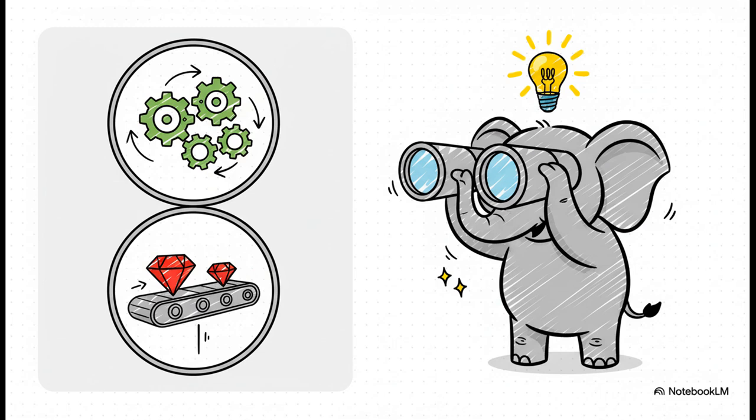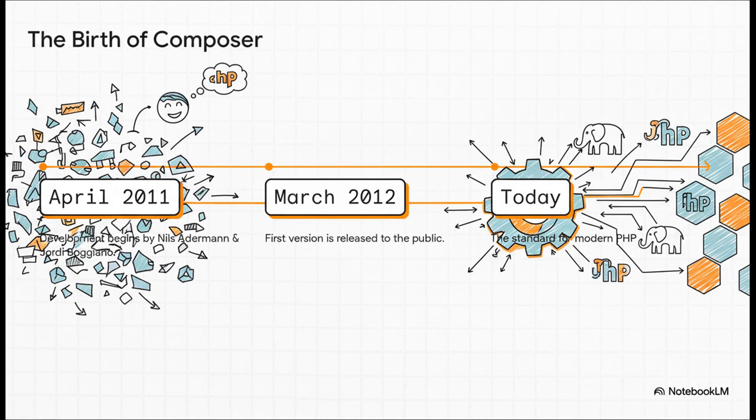Now, this whole idea didn't just appear out of thin air. The creators of Composer were smart. They looked at what was already working great in other programming communities. They saw tools like NPM in the Node.js world and Bundler for Ruby, and said, hey, PHP desperately needs one of these. So, two developers, Nils Adermann and Jordi Boggiano, got to work in April 2011. Less than a year later, on March 1st, 2012, they released the first official version. And from that point on, it just exploded. It quickly became the absolute non-negotiable standard for any serious PHP development.